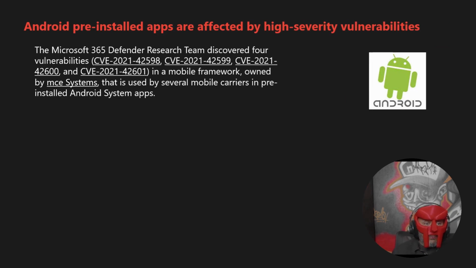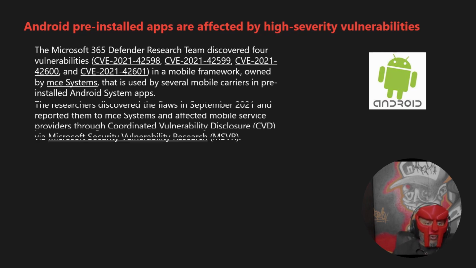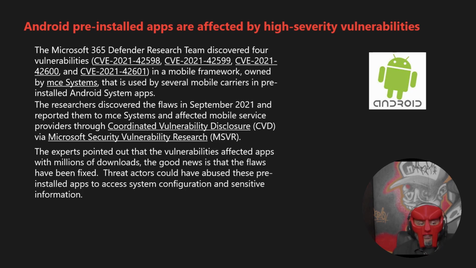The Microsoft 365 Defender research team discovered 4 vulnerabilities: CVE-2021-42598, CVE-2021-42599, CVE-2021-42600, CVE-2021-42601 in a mobile framework owned by MCE Systems that is used by several mobile carriers in pre-installed Android system apps. The researchers discovered the flaws in September 2021 and reported them to MCE Systems and affected mobile service providers through Coordinated Vulnerability Disclosure, or CVD, via Microsoft Security Vulnerability Research. The experts pointed out that the vulnerabilities affect apps with millions of downloads. The good news is that the flaws have been fixed.